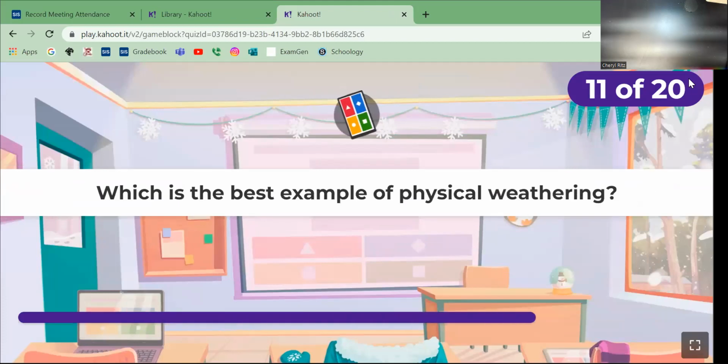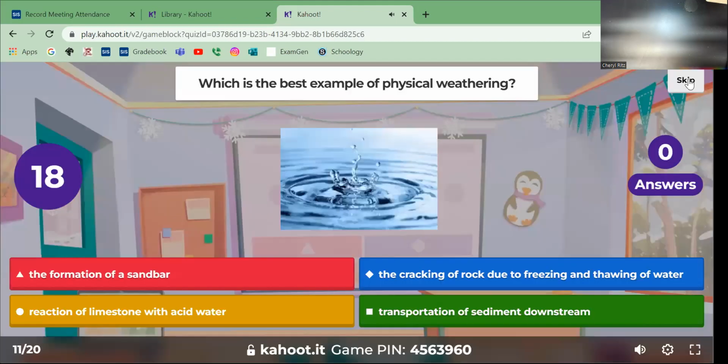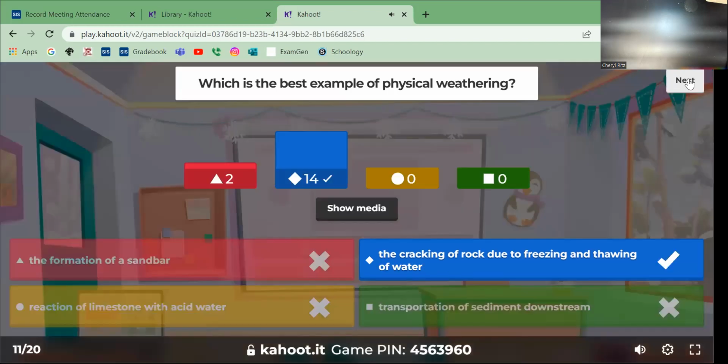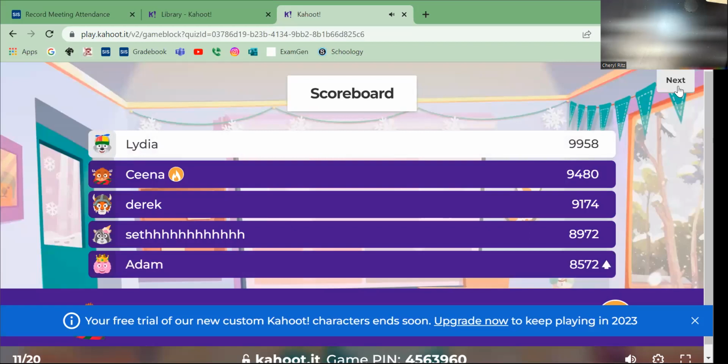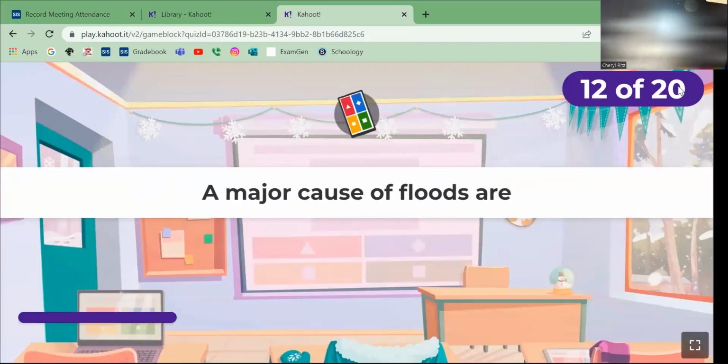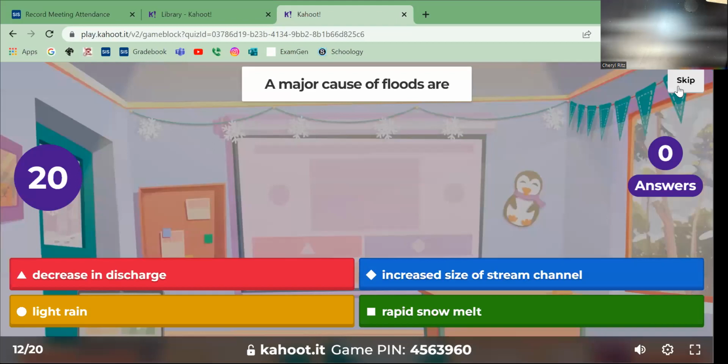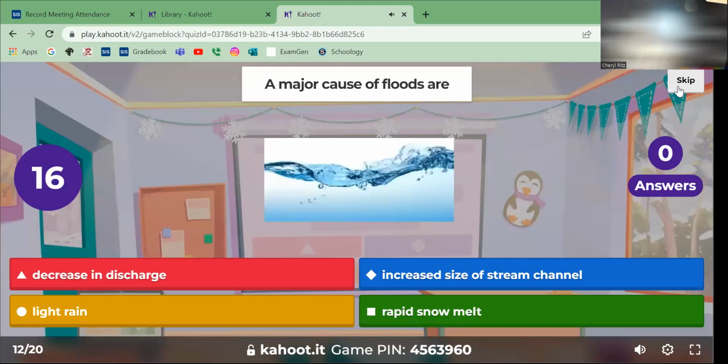Which is the best example of physical weathering? Okay, the formation of a sandbar, that's deposition. This was asking about weathering, so the breaking down of rocks. So a rock cracking is physical weathering. This next one is going to be answer green.